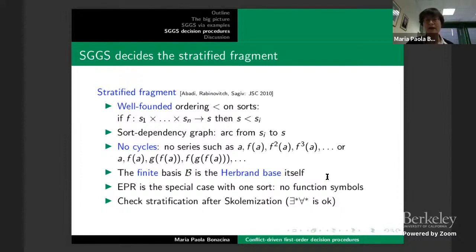In this case, the finite basis is the Herbrand base itself, and EPR is just a special case of the stratified fragment with only one sort, because having a well-founded ordering on sorts with this property, if there is only one sort, can be satisfied only by having no function symbols.